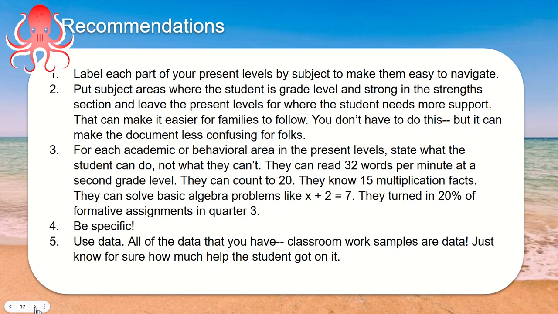For each academic and behavioral area in the present level, state what the child can do, not what they can't. You want to be as positive as you can and as clear as you can. So, for example, you might want to state that a student can read 32 words per minute at a second grade level. They can count to 20. They know 15 multiplication facts. They can solve problems like x plus 2 equals 7 with 88% accuracy. They turned in 20% of formative assignments in quarter 3, right? So put specific information about what a student can do.